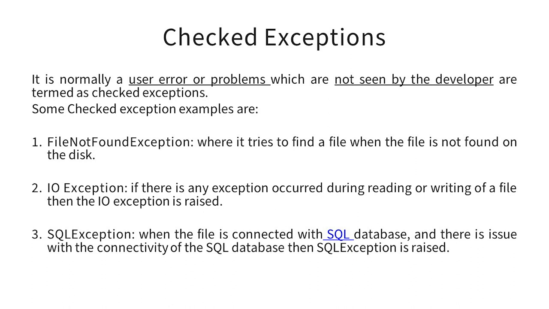The user may be giving wrong input or trying to output a wrong value, and at that time IOException will be generated. The third one is SQLException. There may be many checked exceptions, but the commonly used ones are these three. SQLException is raised when the file is connected with the SQL database and there is an issue with the connectivity of the database. Maybe the program is not getting that file, so there may be a connectivity issue. This is an error on the side of the user. This type of error is called a checked exception, and these three are the category of checked exception.